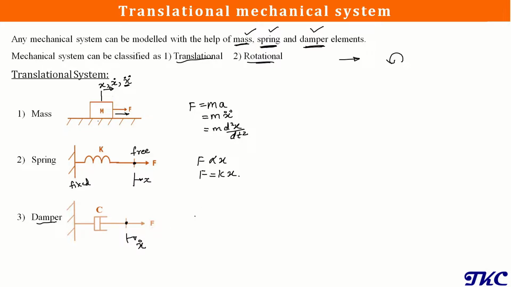So the force exerted by this damper, or you can say the resistive force exerted by this damper, will be proportional to the velocity. So when we remove the proportionality sign, it will be c times x dot. This c is nothing but the damping constant of that system. In this way, we can find the force contribution of all these elements, and with the help of the governing equation, we can determine the equation of motion, or you can say the mathematical model of a given mechanical system.